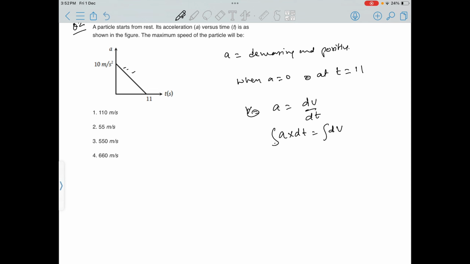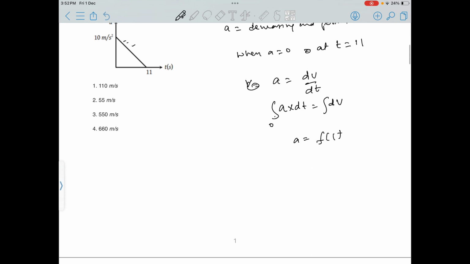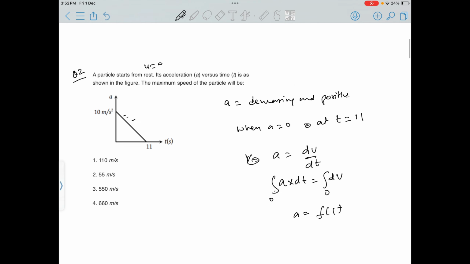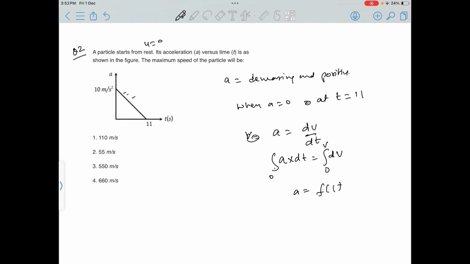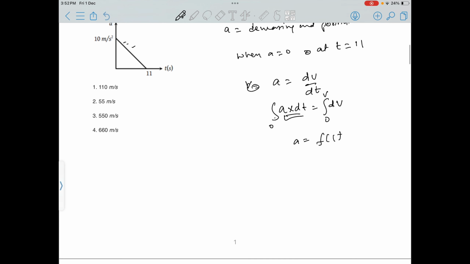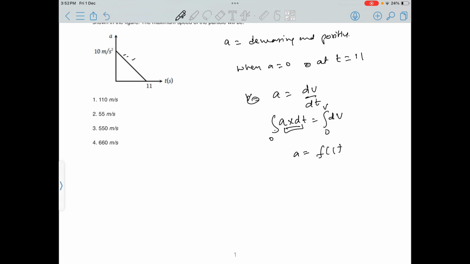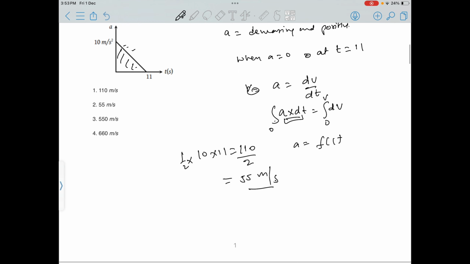In this question, a is a function of t. It starts from 0, so velocity will be 0 and then some velocity will be there. It means the area under the a-t curve. What is this area? Half triangle area, 10 into 11, so 110 on 2, that is 55 meters per second. It will be the maximum velocity.